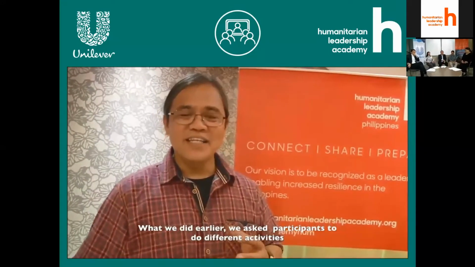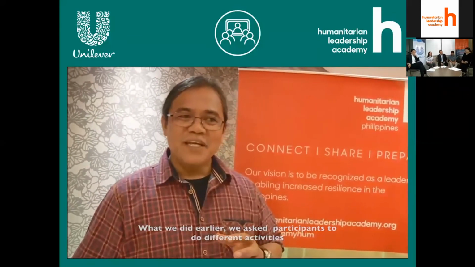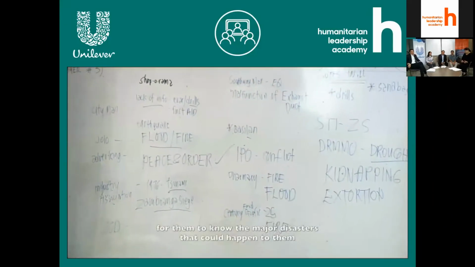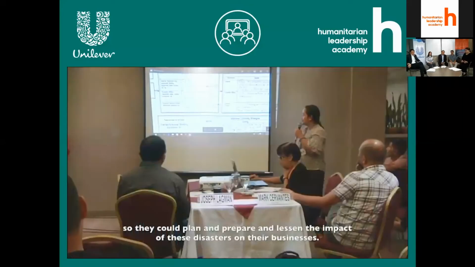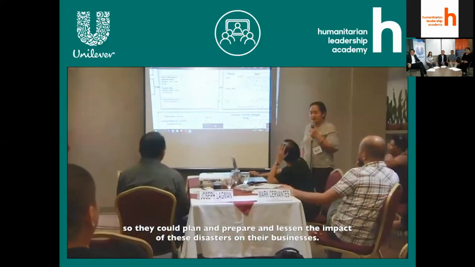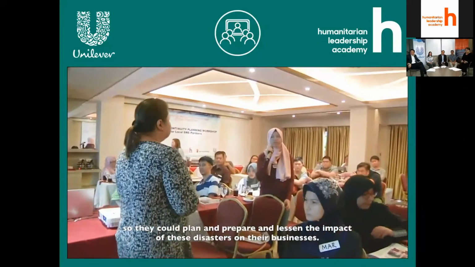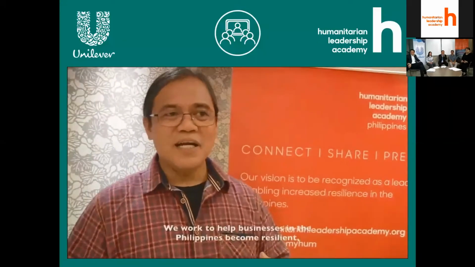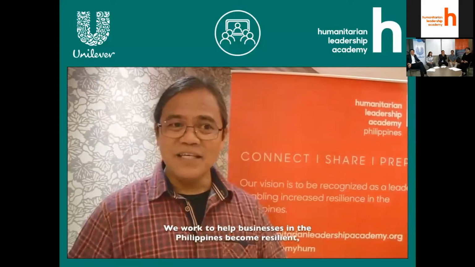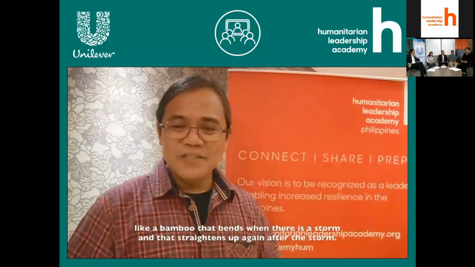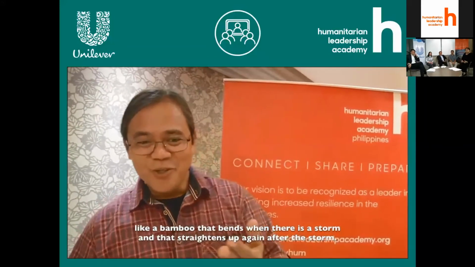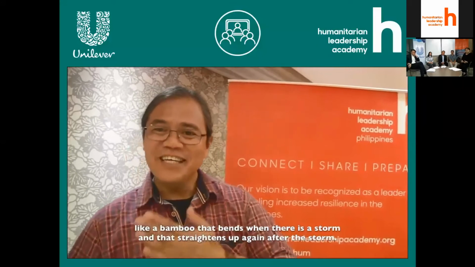So, bale ang ginawa natin kanina, pinagawa natin sila ng mga iba't ibang aktibidades para malaman kung ano yung mga pangunahing mga sakuna na pwedeng mangyari sa kanila. At makapagplano din sila kung paano paghandaan itong mga ito, mabawasan yung impacts o yung epekto ng sakuna sa kanilang mga businesses para tulungan yung mga businesses sa Pilipinas na maging resilient. Yung tipong yung parang kawayan na kung bagay pagdaan ng bagyo yumuyuko, pero pag kalipas ng bagyo tumatayong bagyo.